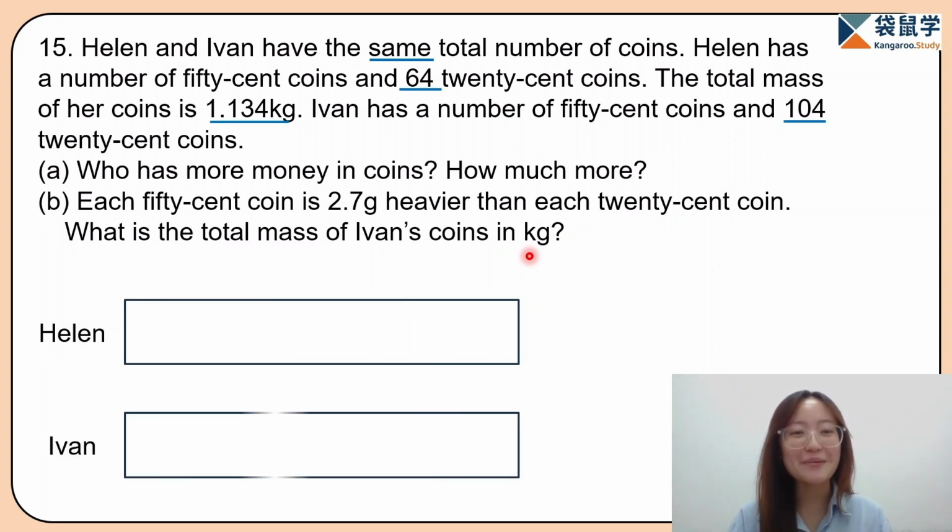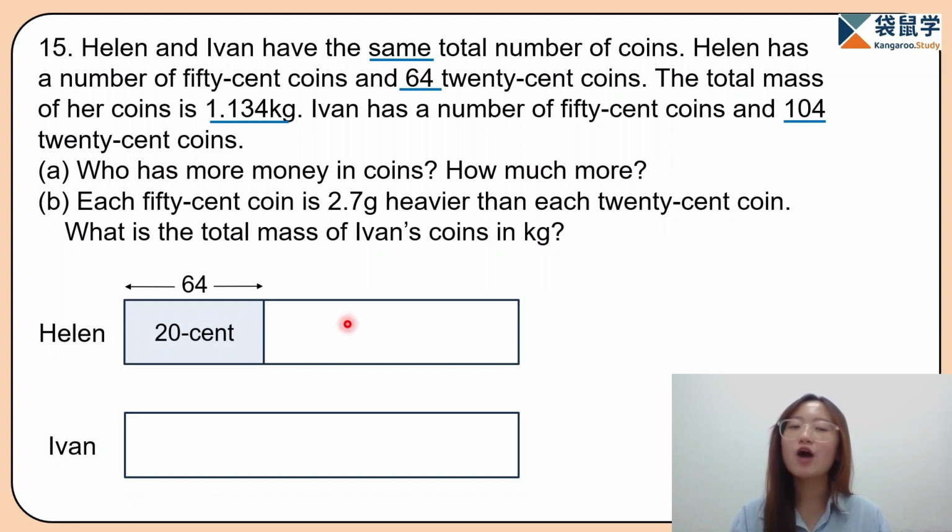It will be the same because they have the same total number of coins. Next, Helen has a number of 50-cent coins and 64 20-cent coins. So let's add the 64 in. Over here, this will be 64 20-cent coins. And what coins will these be? 50-cent coins. And how many? We don't know, so let's put a question mark. Next, the total mass of the coins is 1.134 kilograms. Let's add that in as well.